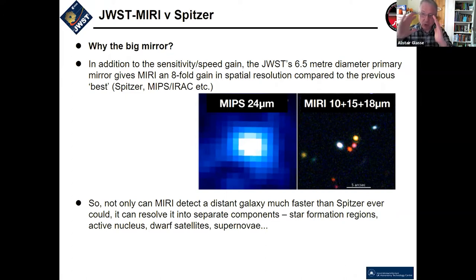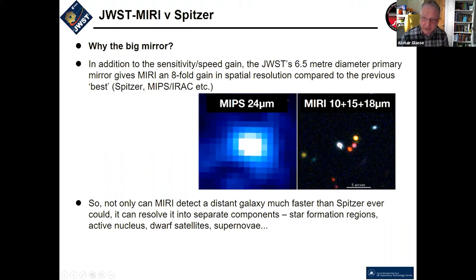But that big mirror also gives you a big gain, a factor of 8 here, in spatial resolution and the amount of detail you can see. This is diffraction limited optics we're talking about, which most of you will be familiar with. Big aperture, small stellar images. This is a comparison where we have a simulation on the right of a MIPS observation, a Spitzer observation of a distant galaxy. And you can see the advantage you have with MIRI is that we can break down this essentially single blob that doesn't really tell you much in detail about what's going on in this distant galaxy.